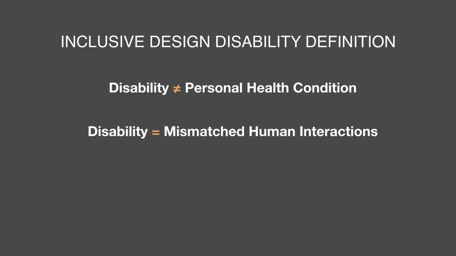With inclusive design, we need to start thinking about it slightly differently, more along the lines of the social model of accessibility. Rather than thinking of someone as disabled because of their disability, we need to think of it as being disabled by the environment that they find themselves in. So with inclusive design, a key theme really is about looking at disabilities as a mismatch of human interactions.